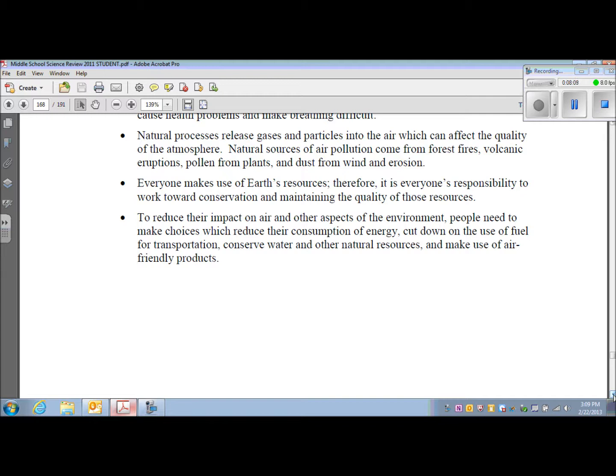Everyone makes use of the Earth's resources. Therefore, it is everyone's responsibility to work toward conservation and maintaining the quality of those resources. To reduce their impact on air and other aspects of the environment, people need to make choices which reduce their consumption of energy, cut down on the use of fuel for transportation, conserve water and other natural resources, and make use of air-friendly products.